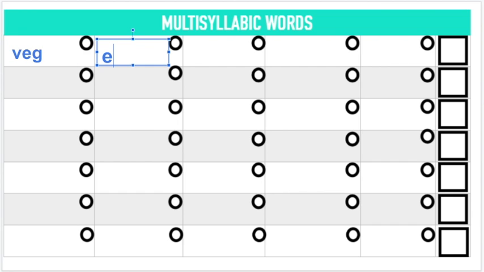Veg, tear, en. So all of these letter chunks should have a box around it. And then over here, you're going to write how many syllables were in the word. We found out that it has 5 syllables in the word.